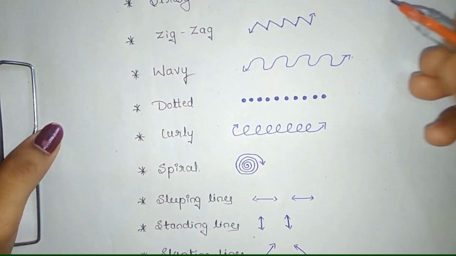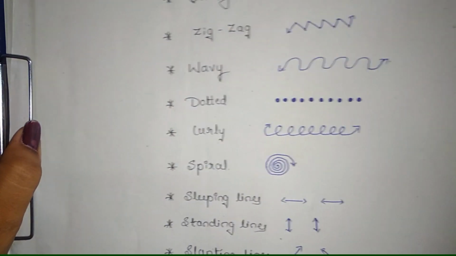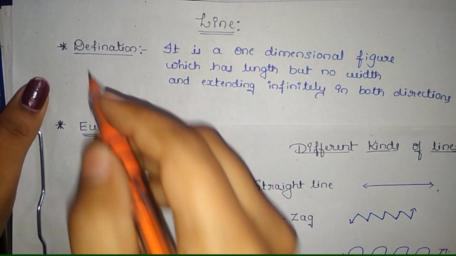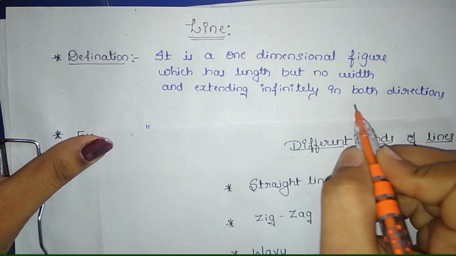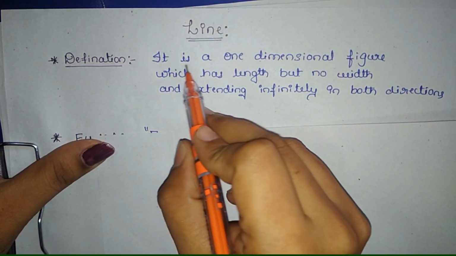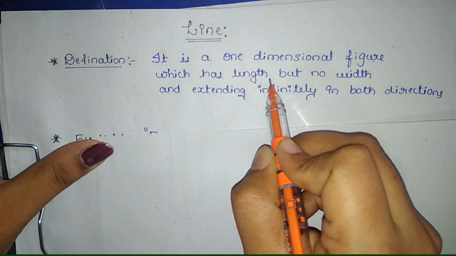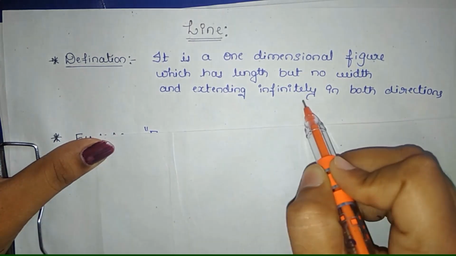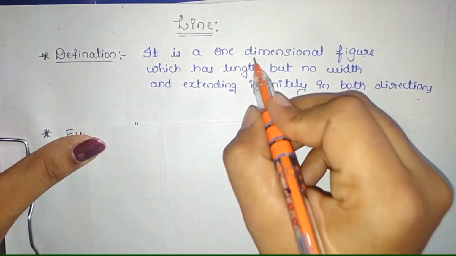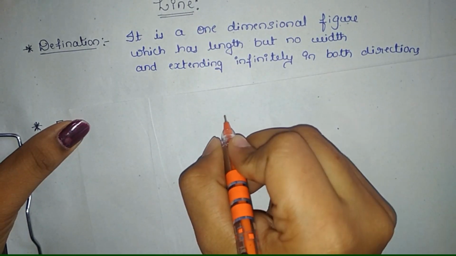So why I am recalling all these things in this video is because our video is totally depending on lines. Now what exactly does line mean? I want to give you an easy definition of the line. We can define the line like this: it is a one dimensional figure which has length but no width and extends infinitely in both directions. Okay, don't bother about dimensional figure and all for now.